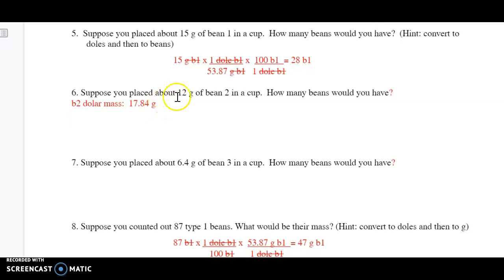Let's start with number 6. The important thing about number 6 is you should realize this is the exact same question as question 5, except it's about bean 2. The fact that it's a different mass doesn't matter. It's the same idea. If you had a certain mass of beans in a cup, how many of the beans would you have? Because we're using bean 2, we're going to have to use a different dole mass than we did for bean 1 in question 5. But the hint on how to do it still works.